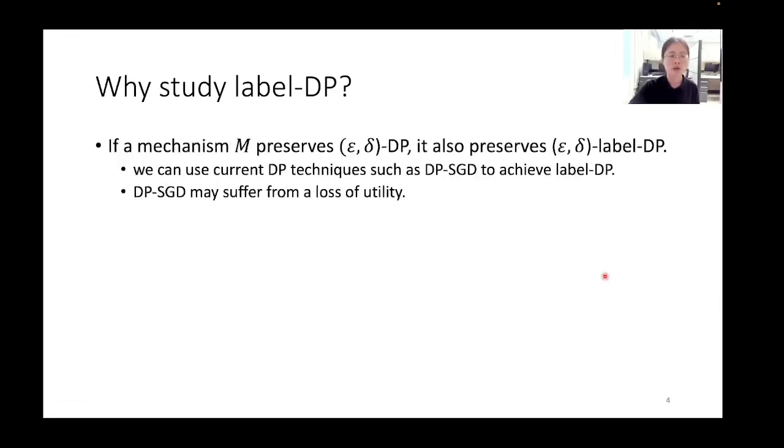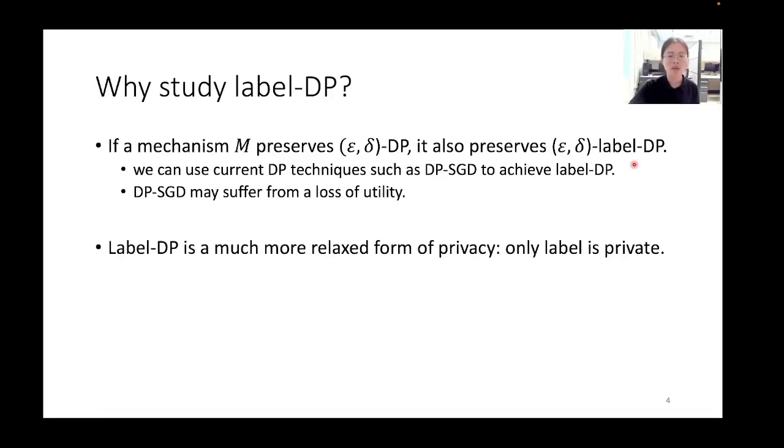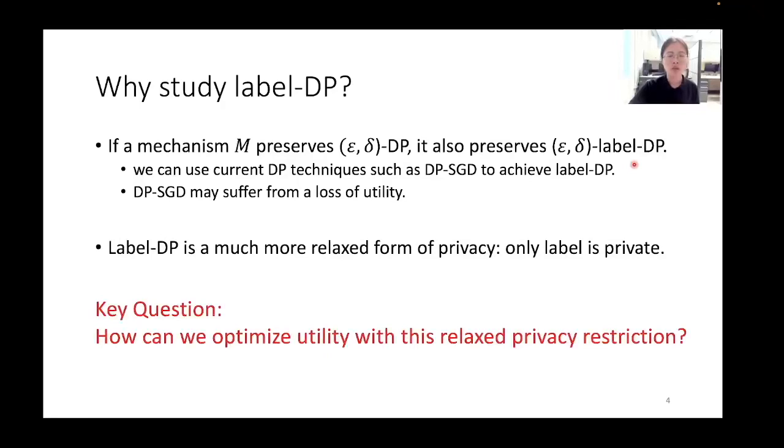As label DP only requires labels to be private, we understand that if a mechanism M preserves epsilon delta DP, then it also preserves epsilon delta label DP. Therefore, we can use current DP techniques such as DPSGD to achieve label DP. The problem is that DPSGD may suffer from a loss of utility, as label DP is a much more relaxed form of privacy, where only the label is private. The key question we ask in this work is, how can we optimize utility with this relaxed privacy restriction?